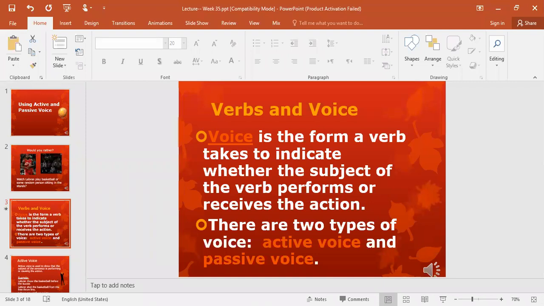Verbs have two kinds: active verbs and passive verbs, or two kinds of voices, active voices and passive voices. Okay? So, the voice is the form of a verb, يعني the form that the verb takes in order to indicate whether the subject of the verb performs or receives the action. Okay?